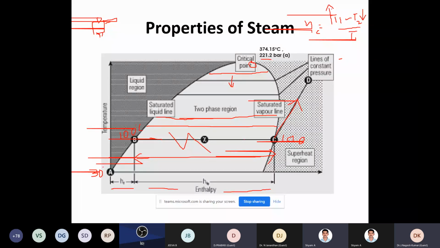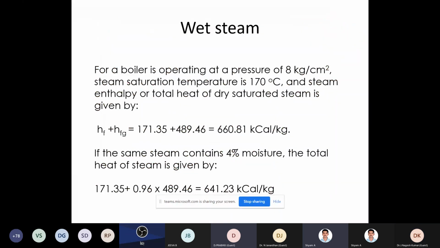So if you see a typical boiler, if you're talking about small boilers in processing industries, the steam coming out of the boiler may not be fully saturated. There will be some amount of moisture carryover in the steam. For example, for a boiler which is operating at a pressure of 8 kg per cm2, this is a small boiler we're talking about, the steam saturation temperature is 170 degrees centigrade.